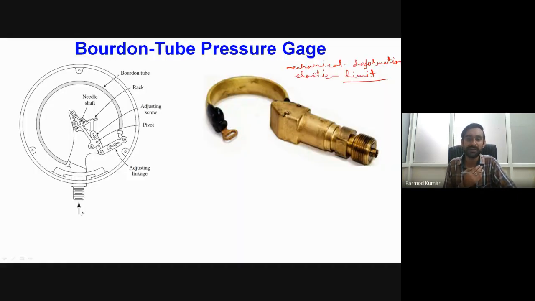Okay, and if the deformation remains permanent and it does not regain its original shape, then generally we call the deformation plastic deformation. Okay, now before going to the explanation of the Bourdon tube pressure gauge, let us first try to see the historic point from where actually it has started. Okay, so there was a French engineer E. Bourdon who was actually involved in manufacturing of a steam engine.